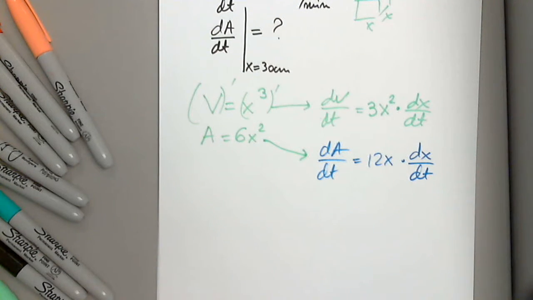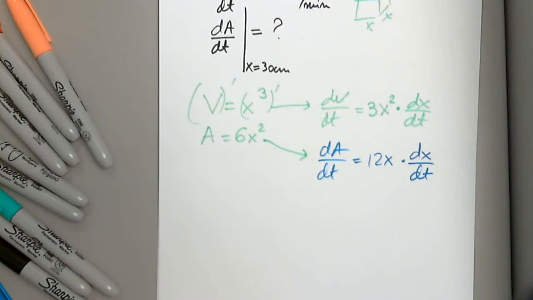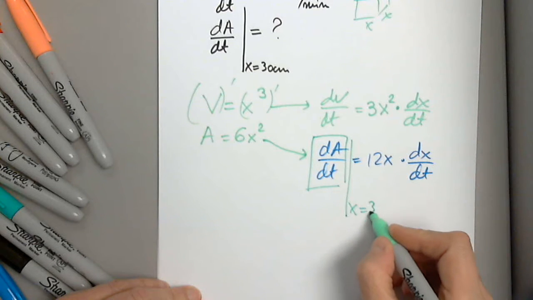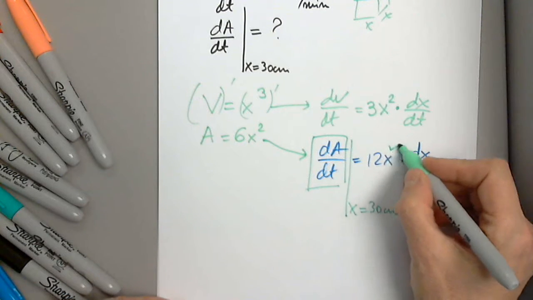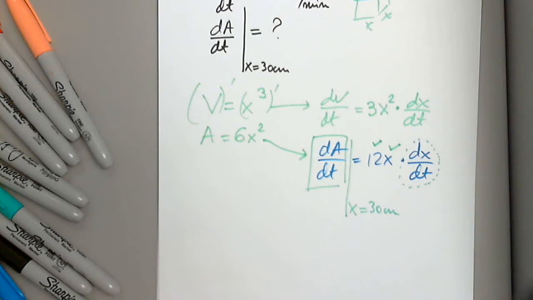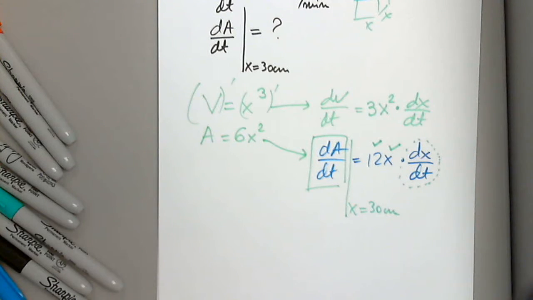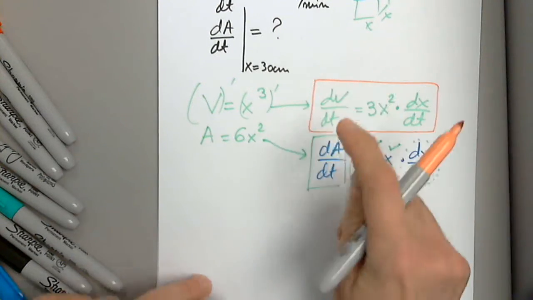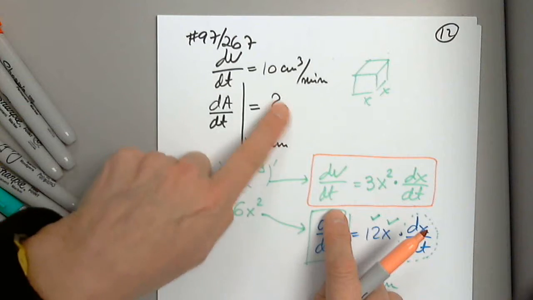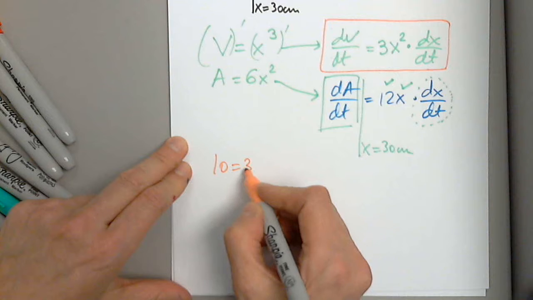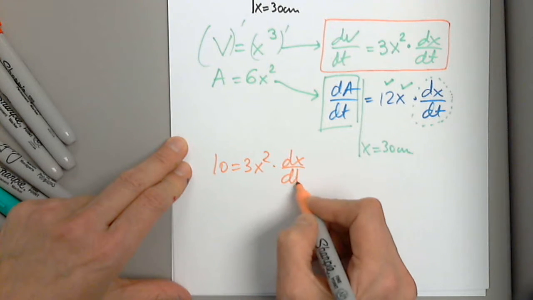Awesome. So let's see what we have and let's see what we don't have. I'm after this. This is my variable. When? When x is 30 centimeters. This I have. This is a constant, but I don't have dx over dt. Is there a way of determining dx over dt? It's not given to us. Yes. From this equation, in which we have dV over dt as being 10. So 10 equals 3x squared times dx over dt.